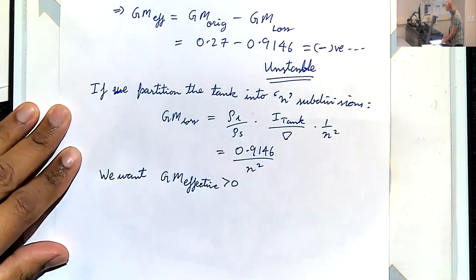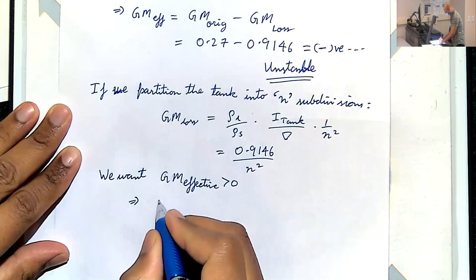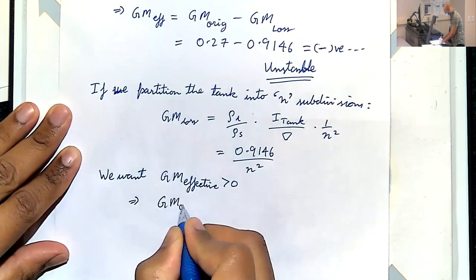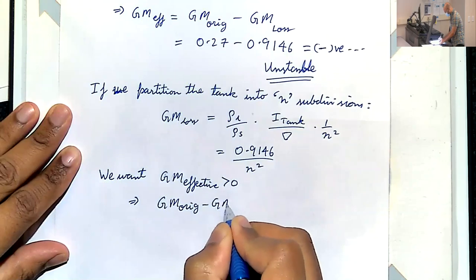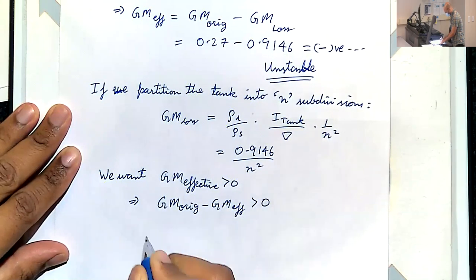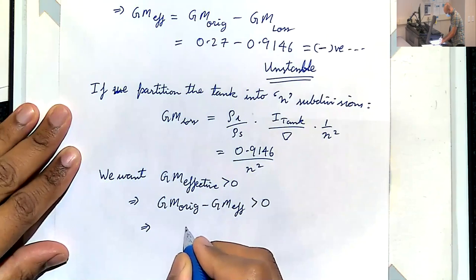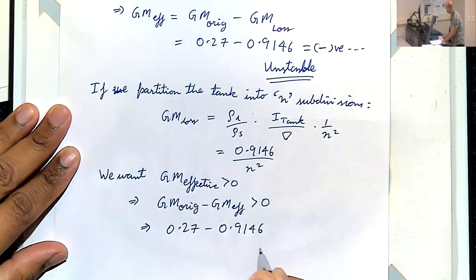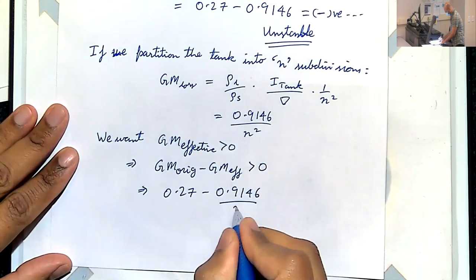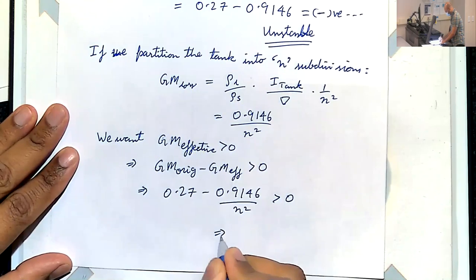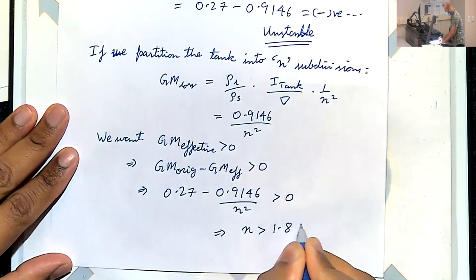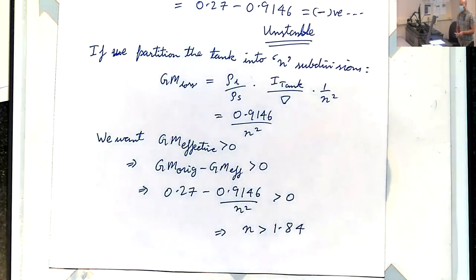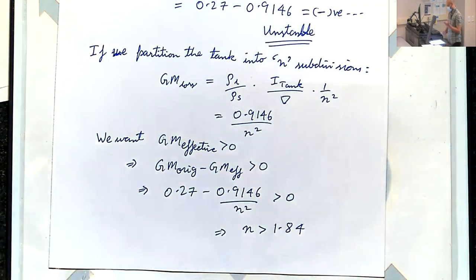And we want this loss, so we want GM effective to be greater than 0. Okay, which means GM original minus GM effective must be greater than 0, which means 0.27 minus 0.9146 over n squared has to be greater than 0, which means n has to be greater than 1.84.